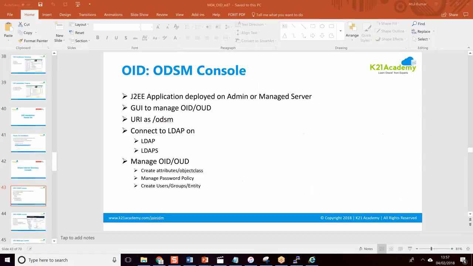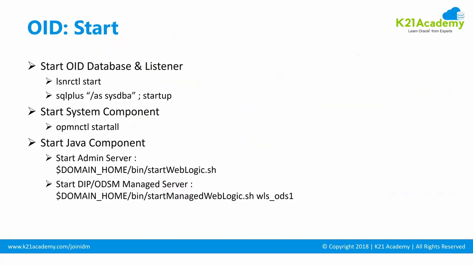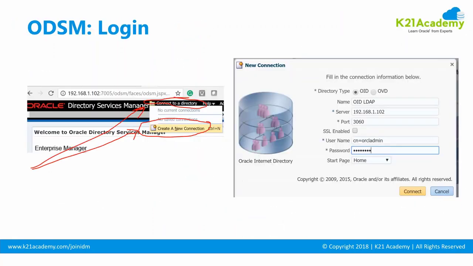So going back to our presentation here, this is how you access it, which is managed server port number /odsm. Now when you connect from ODSM, you're going to connect to the OID, and when you connect, we'll see that in a screen. You can connect using either LDAP or secure LDAP. And how does your connection look? So this is how you're going to connect.